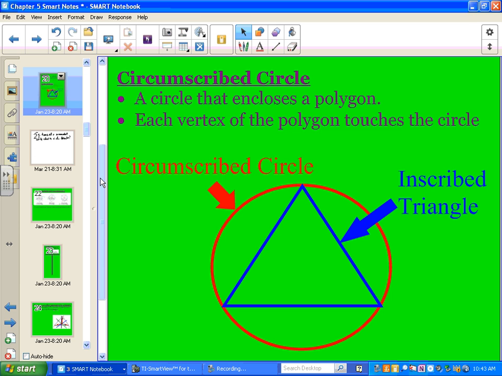A circumscribed circle is a circle that encloses a polygon. Of a triangle? Yes. If it's of a triangle, yes. I can't think of a counterexample, so yes. So a circumscribed circle is a circle that encloses a polygon. Each vertex of the polygon touches the circle.